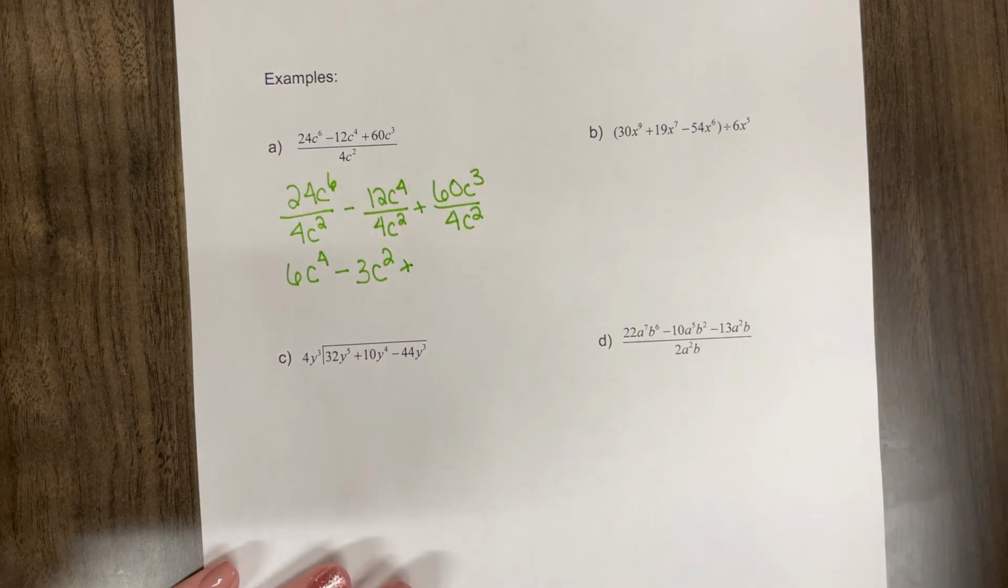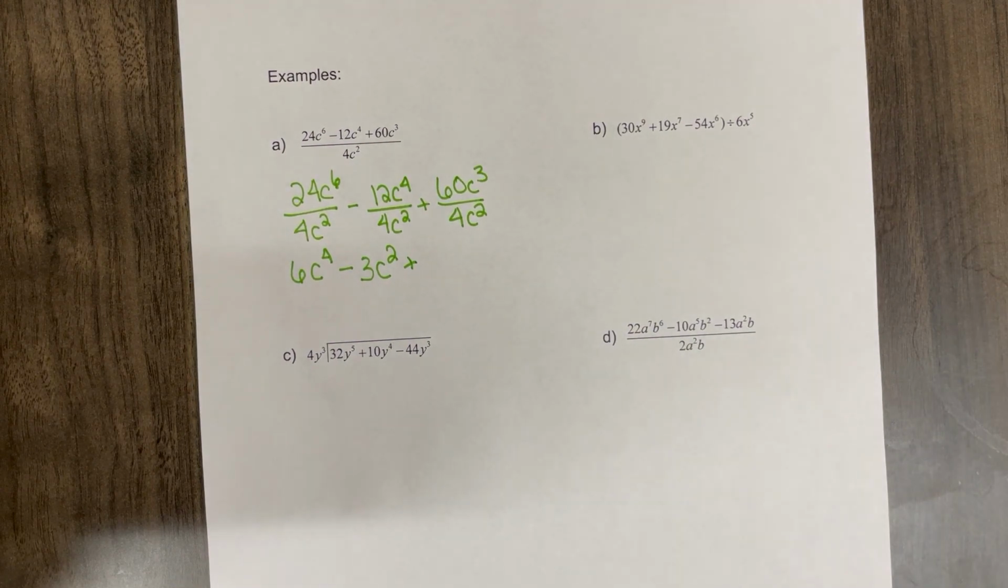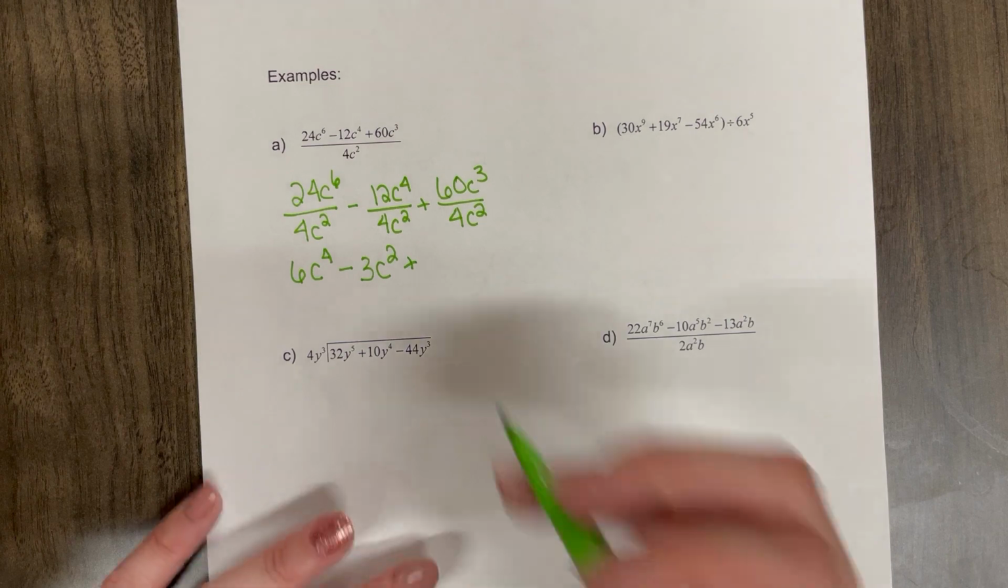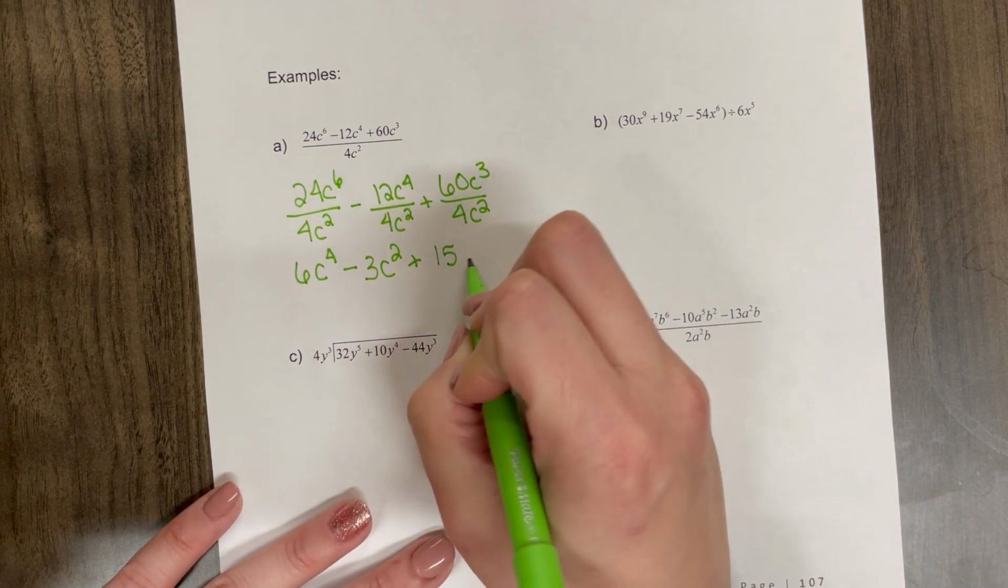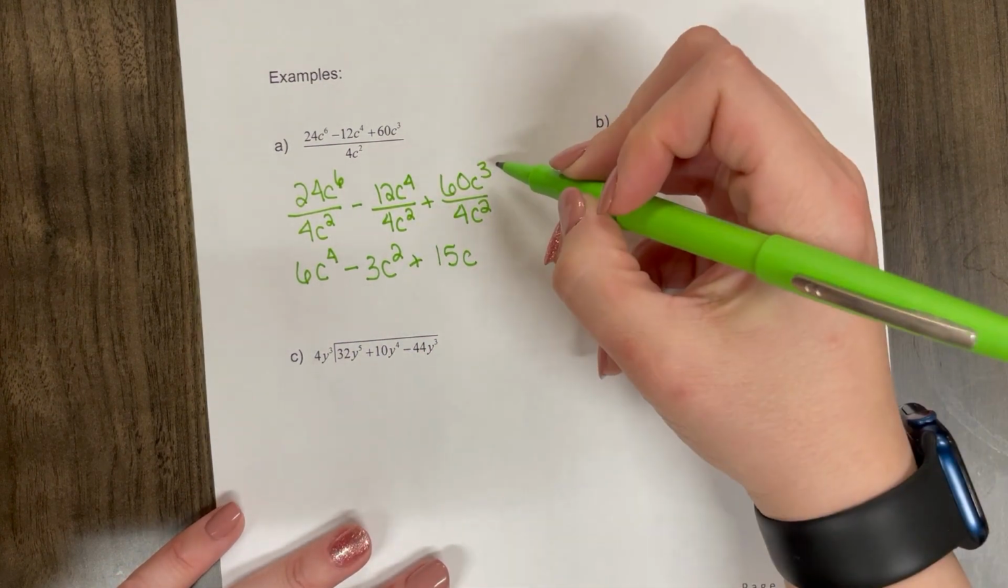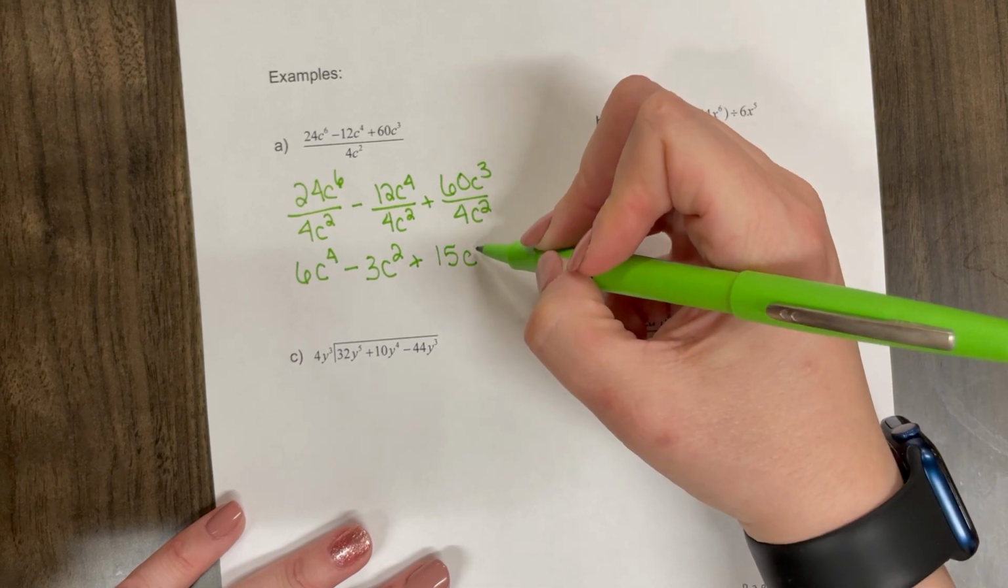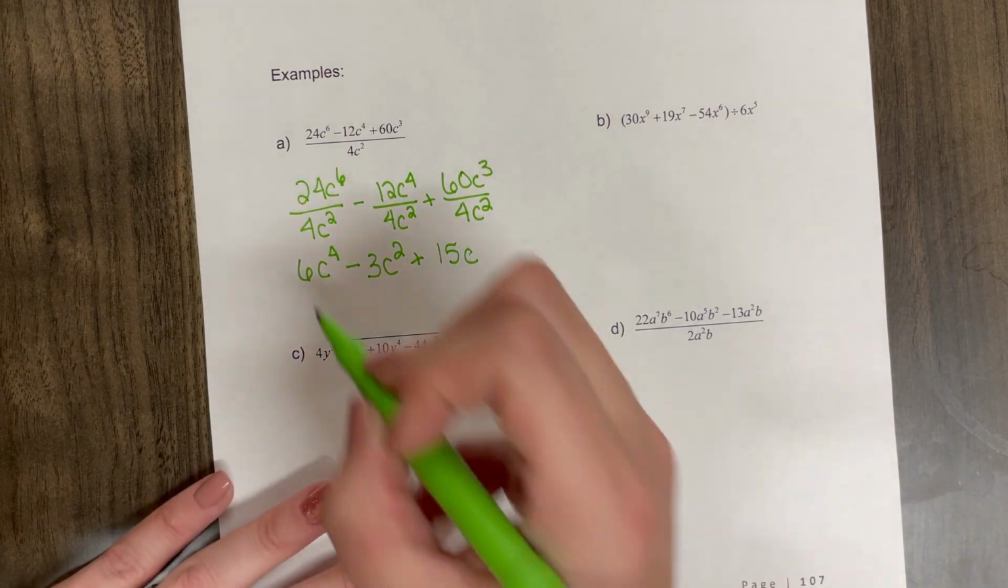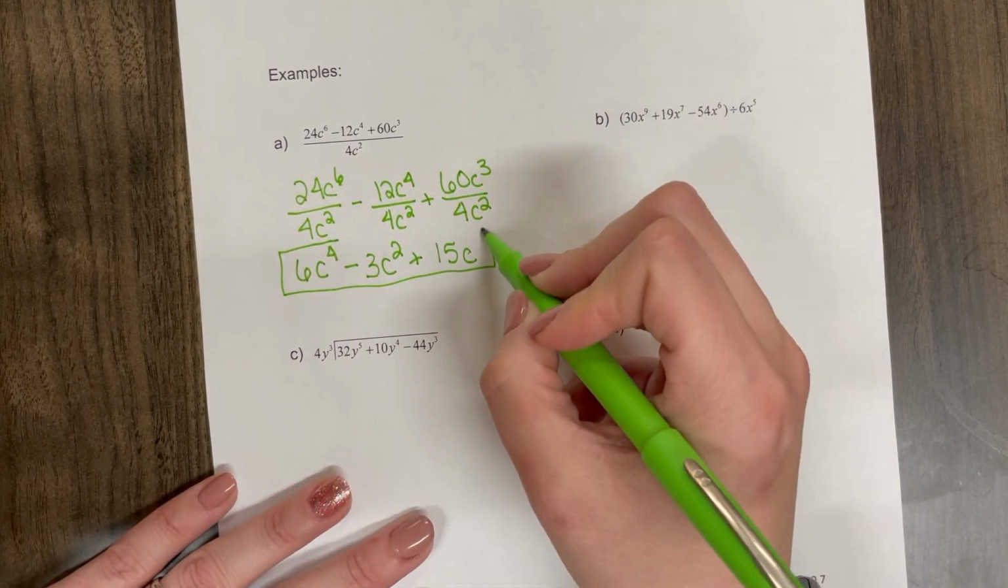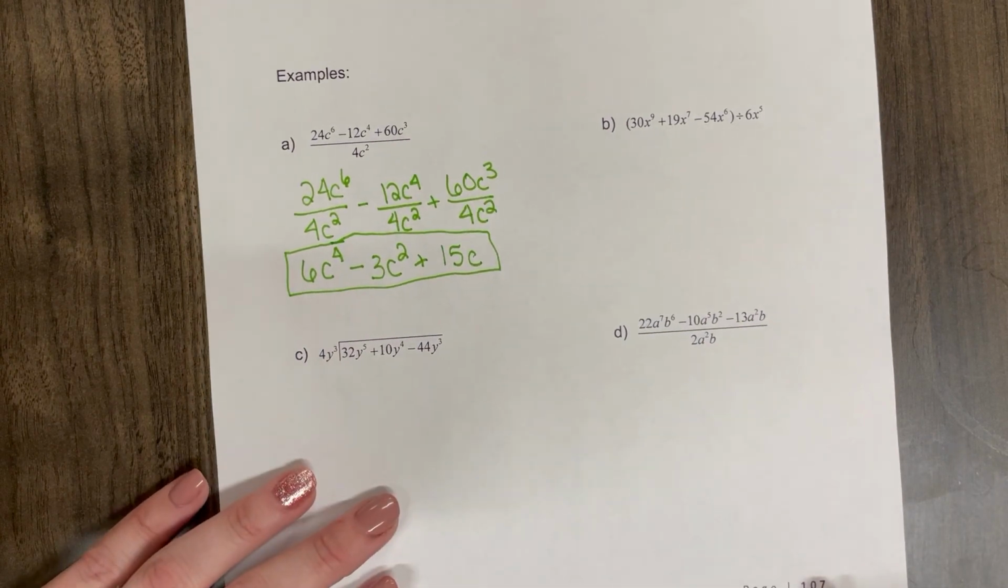Worst case, if you say, I don't know what to do with the larger numbers, remember, you can't type the variable into your calculator, but you can type in the coefficients. If you're not sure about 60 divided by 4, you could type 60 divided by 4 in your calculator, which will give you 15. Then subtract the exponents. 3 minus 2 is 1. You can write the 1, but you do not have to write the 1. None of these are like terms, so that is our final answer.